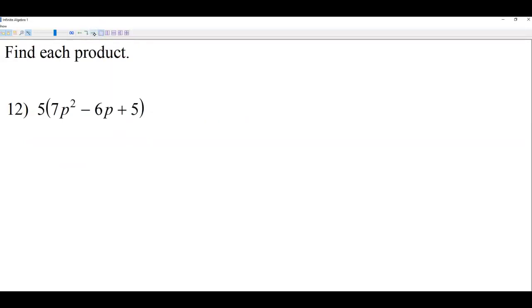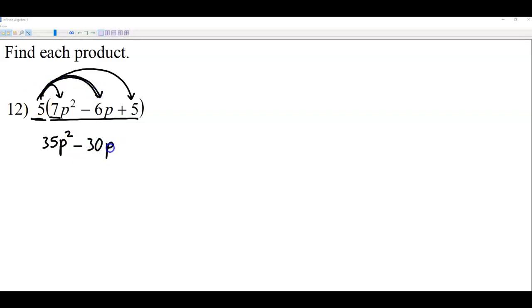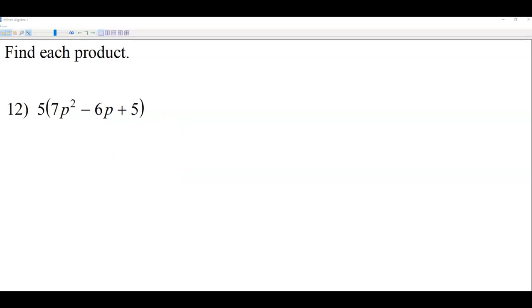Number 12. So this is a monomial being multiplied by a trinomial. And when you have a monomial, all you do is distribute it in. So 5 times 7 is 35. The p will not change. It's still going to be p squared because I didn't multiply any new p's into the equation. Next we do 5 times -6, that's -30p. And then lastly we have 25. So that's how you deal with multiplying monomials. You just distribute.